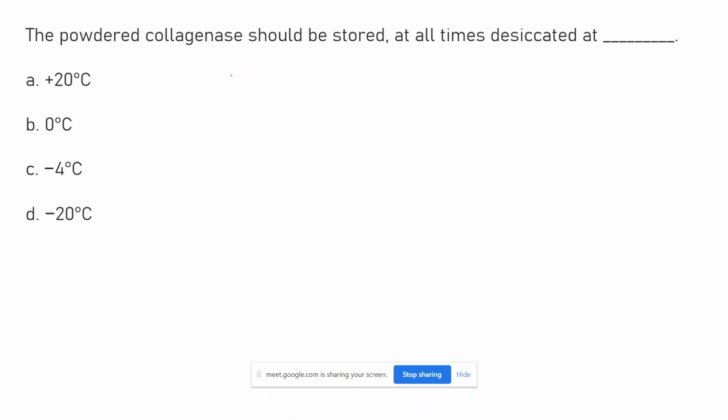So this is the last question. The powdered collagenase should be stored at all times desiccated at 20 degrees Celsius, 0 degrees Celsius, minus 4 degrees Celsius, or minus 20 degrees Celsius.